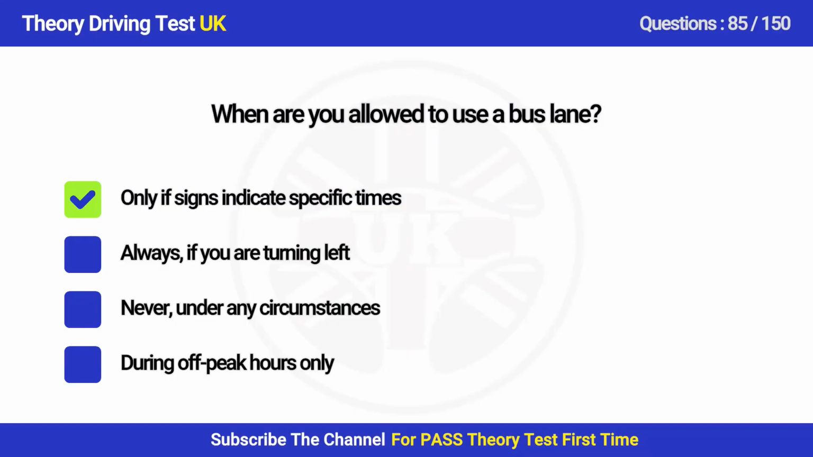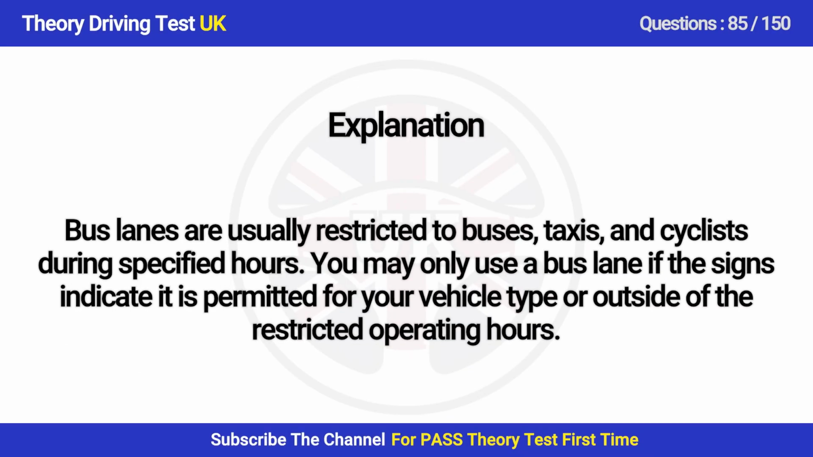Answer is A. Only if signs indicate specific times. Bus lanes are usually restricted to buses, taxis, and cyclists during certain hours. You may only use a bus lane if the signs indicate it is permitted for your vehicle type or outside of the restricted operating hours.